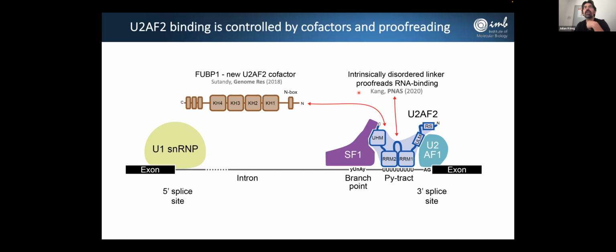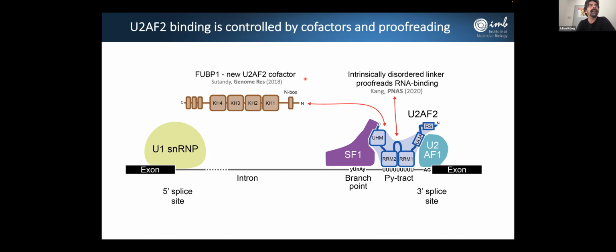In parallel, we were also analyzing intrinsic features of U2AF2 that help to recognize splice sites. And here we found, using a combination of in vitro iCLIP and NMR experiments in Michael Sattler's group and other biophysical measurements, that an intrinsically disordered linker between the two RRM domains contributes to proofreading of pyrimidine tracts. But for today's talk, I would like to focus more on FUBP1 and its role in splice site recognition.